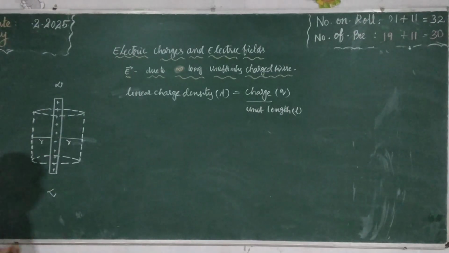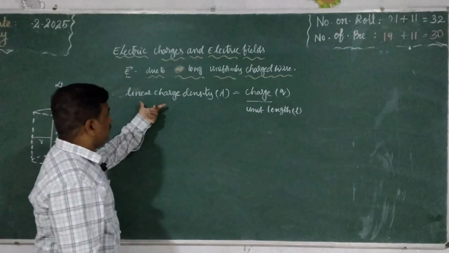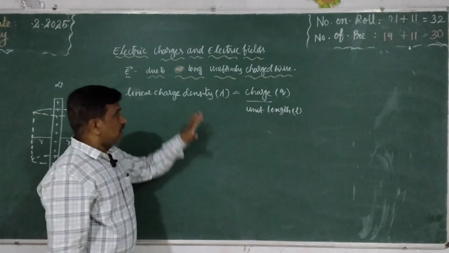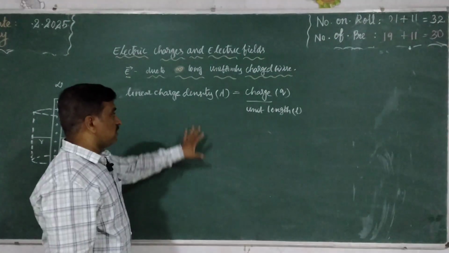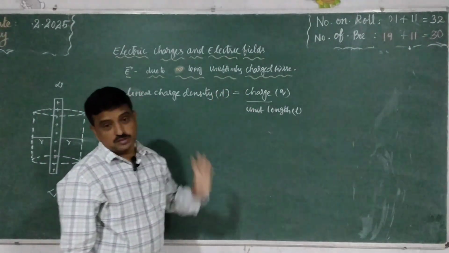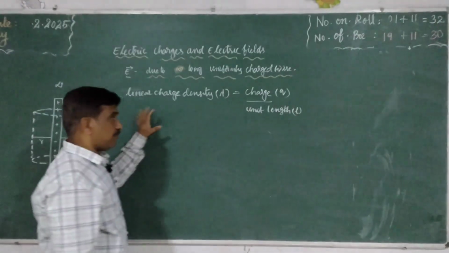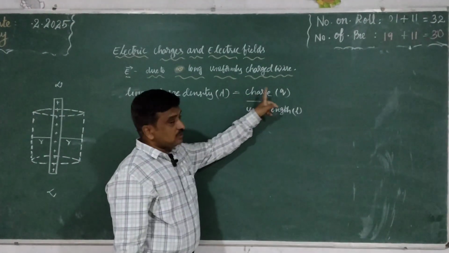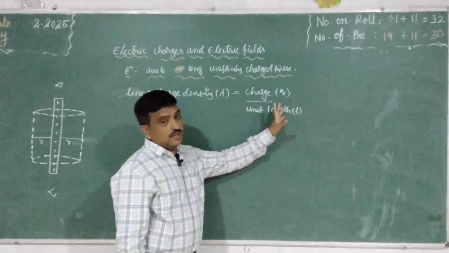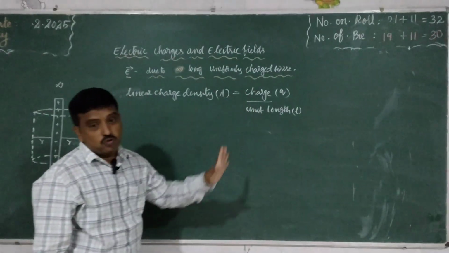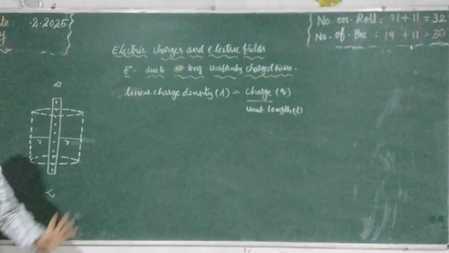For this one, what we can discuss first is linear charge density. Linear charge density means charge per unit length. It is represented by lambda, with charge Q and unit length L. So lambda equals Q by L is the linear charge density.